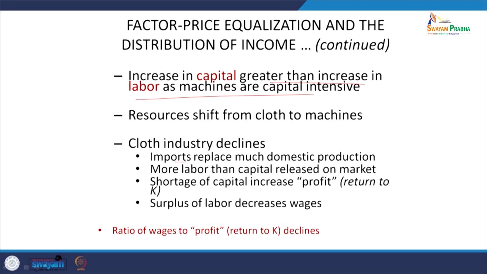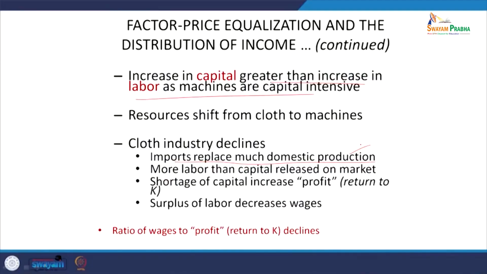So, imports replace mass domestic production. Since they import cloth from India to the US, now US domestic cloth production is actually reduced. This is what replaced domestic production. So, more labor than capital is released on the market. Now, who is more released?